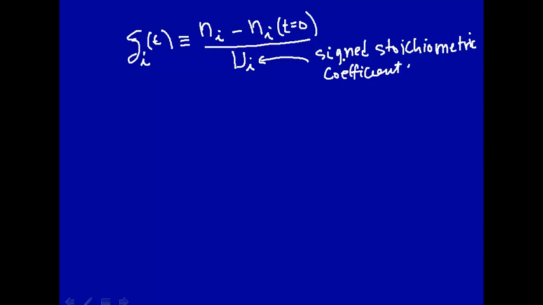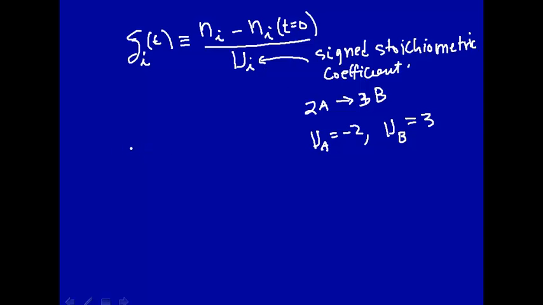What I mean by signed means negative for reactants and positive for products. So for example, if we have 2A goes to, say, just to make it interesting, 3B. The signed stoichiometric coefficient for A would be -2, minus because A is a reactant, and the signed stoichiometric coefficient for B is +3. So that's what that means.